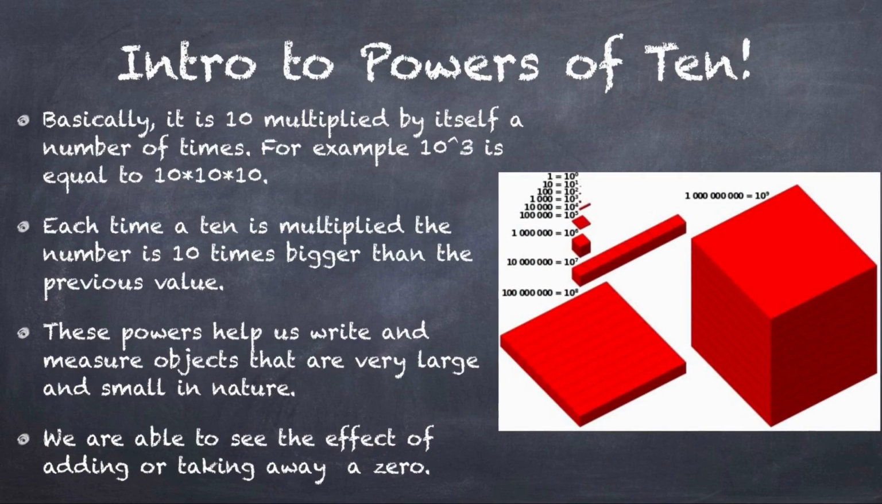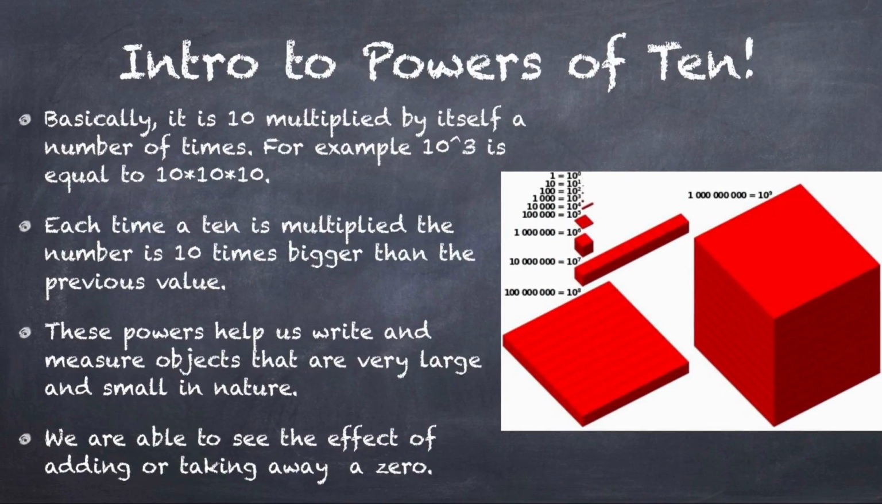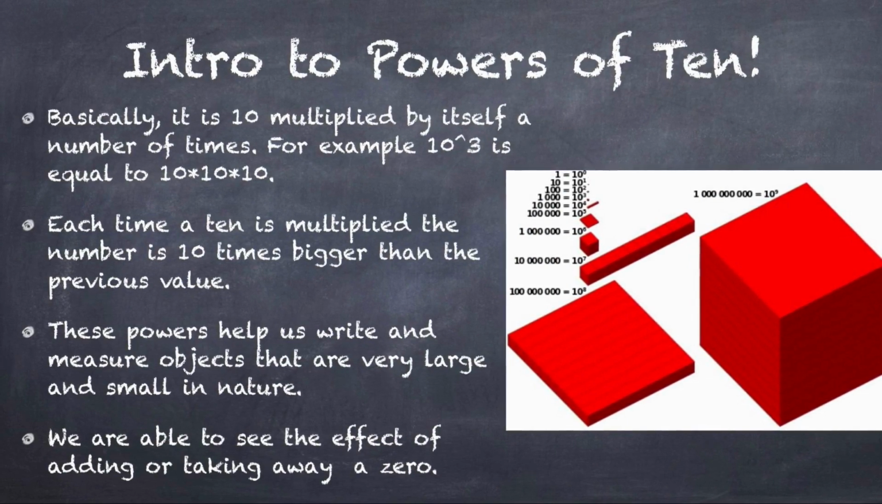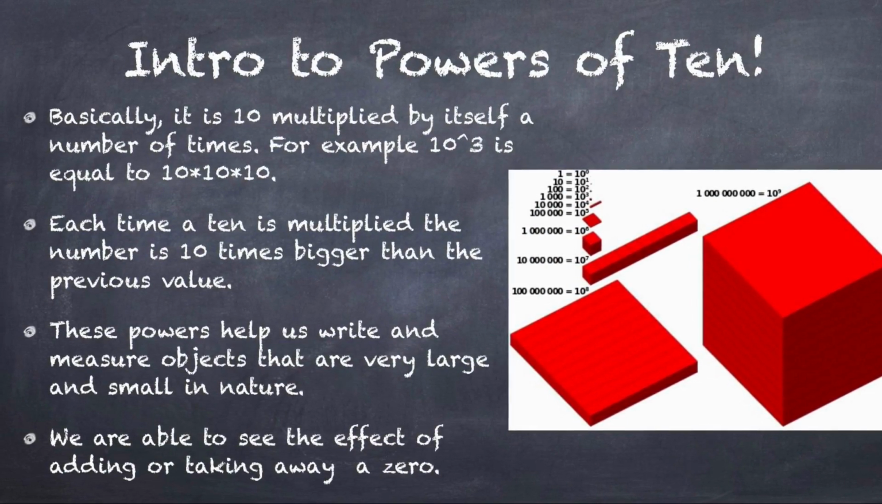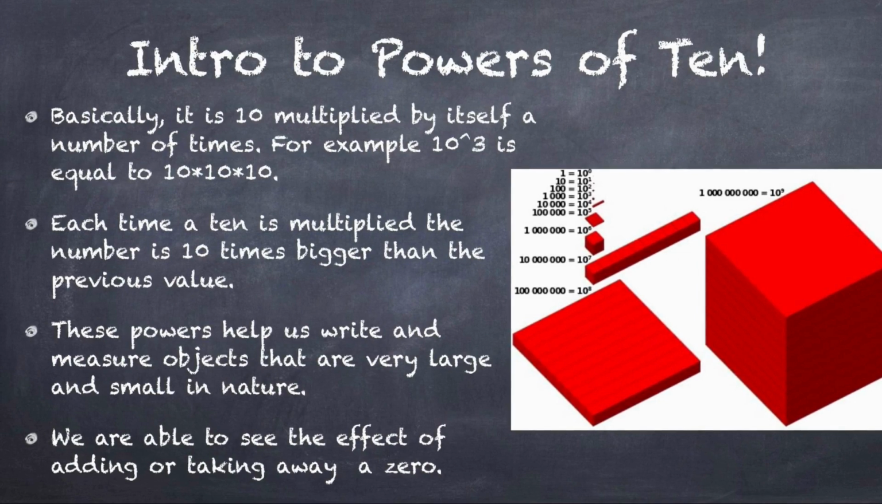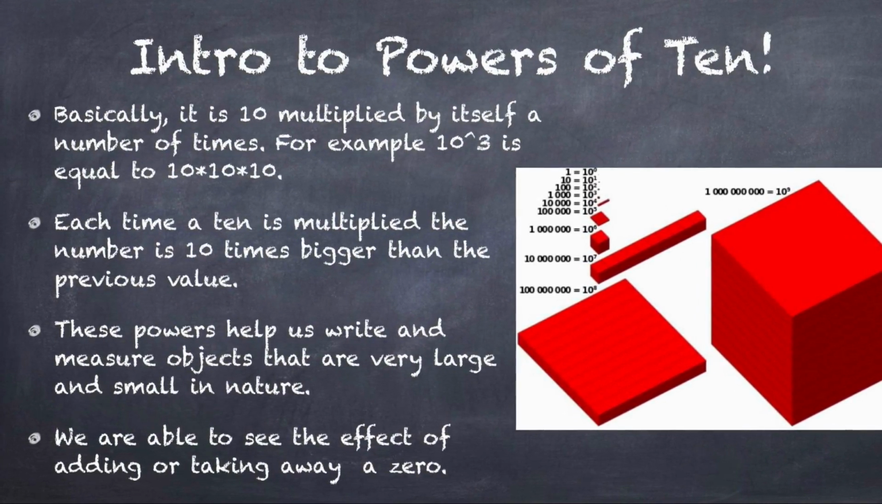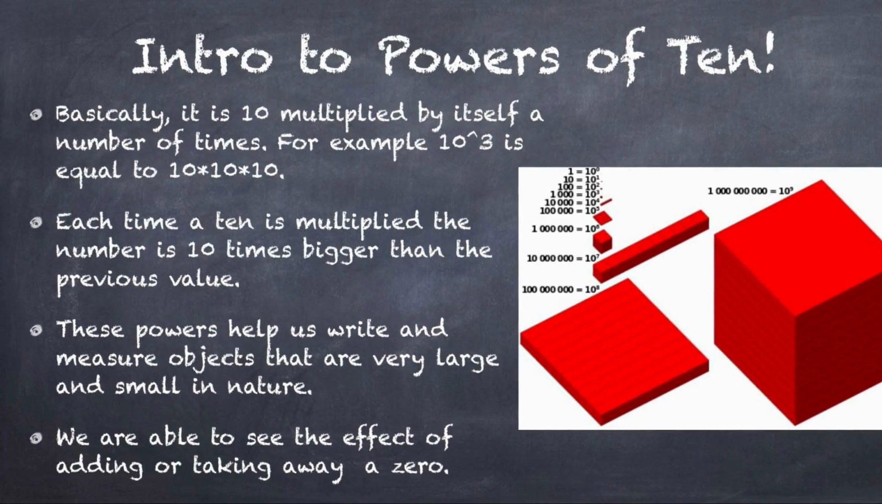In general, the powers of 10 is 10 multiplied by itself a number of times. So as you can see in the example, 10 to the power of 3 is 10 times 10 times 10. And every time a 10 is added, the value increases 10 times more than the previous value.